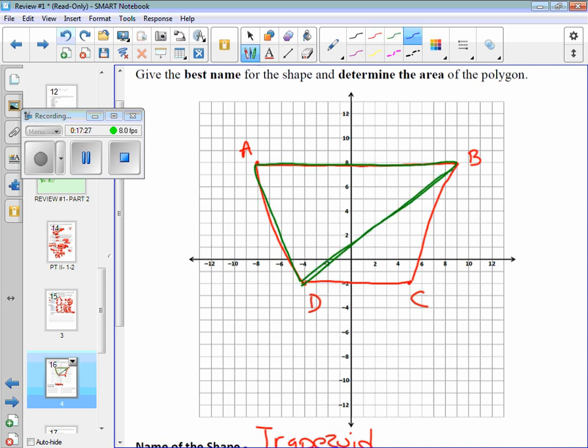And then you have B, C, and D being the second triangle, okay? That will work as long as you have to be real vigilant when you count your height. Now, more so for B, C, D than for A, D, B. Okay, ready?